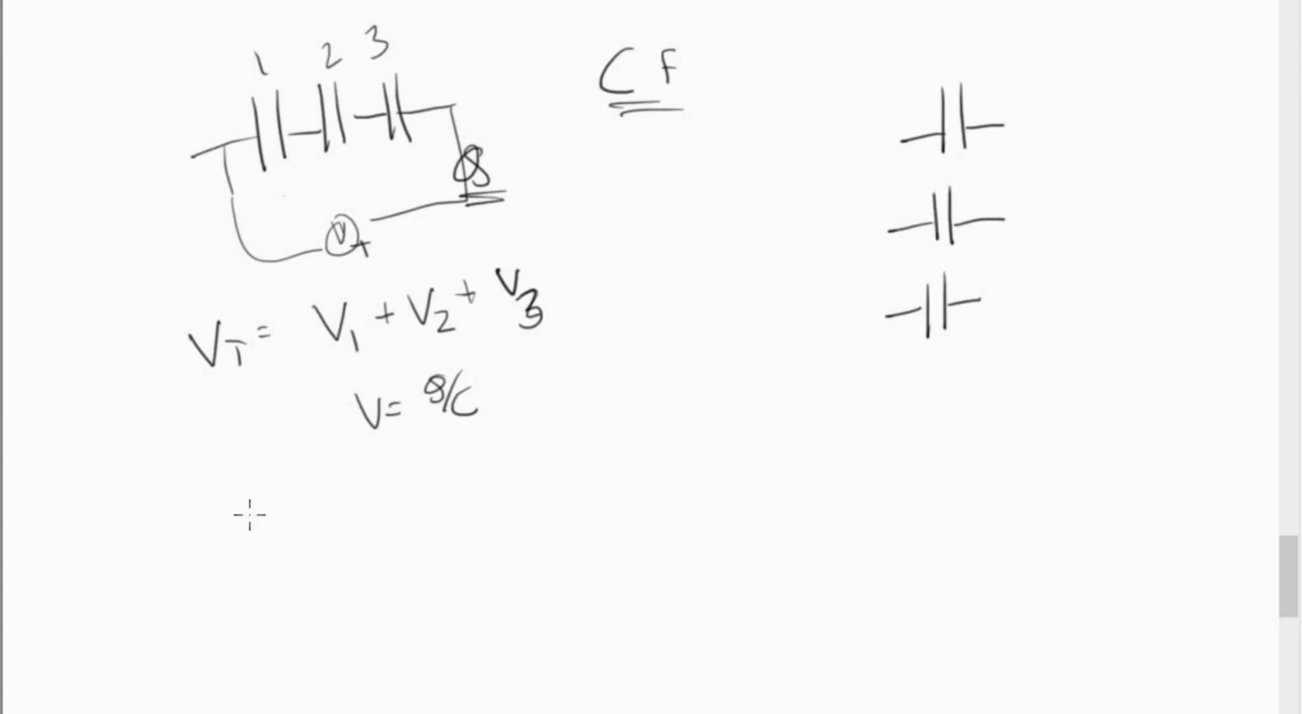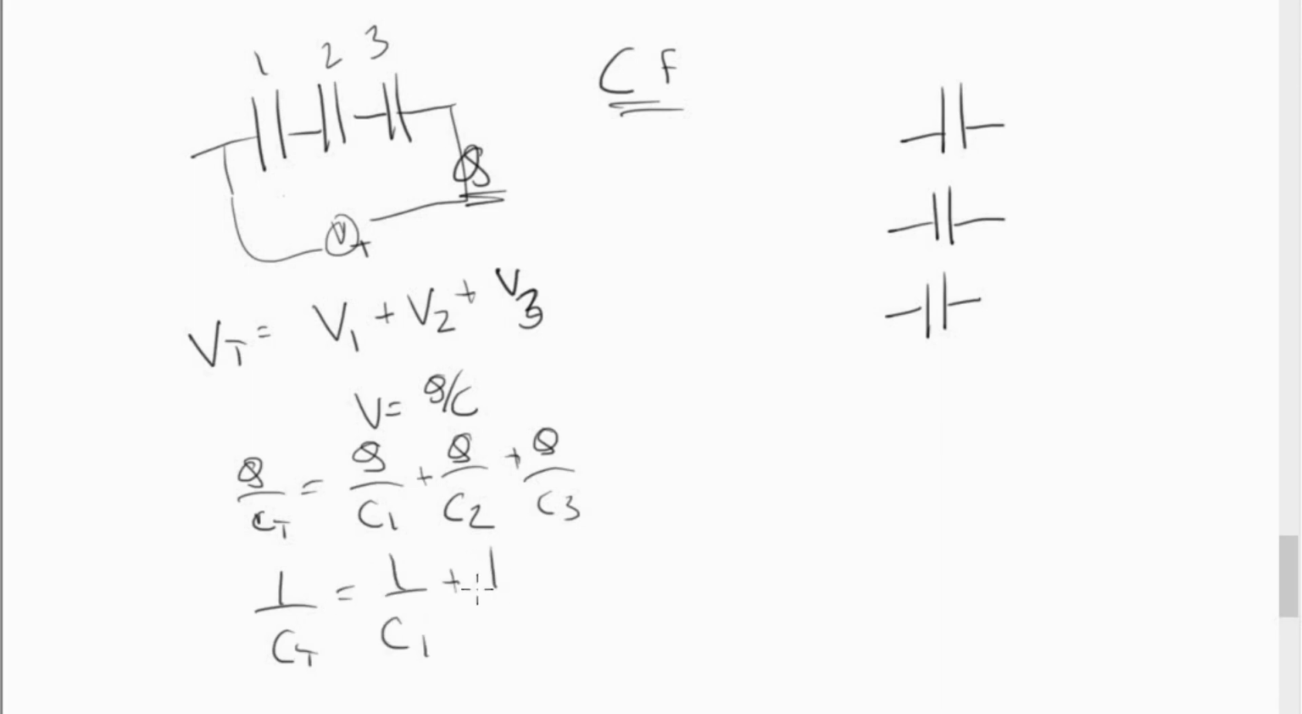Now, you can write that Q by C total is equal to Q by C1 plus Q by C2 plus Q by C3. You can divide both sides by Q because the value of Q is equal. So, 1 by C total is equal to 1 by C1 plus 1 by C2 plus 1 by C3. Is this clear? This is the simplest way that you can explain this one.